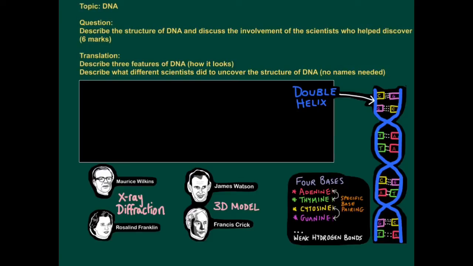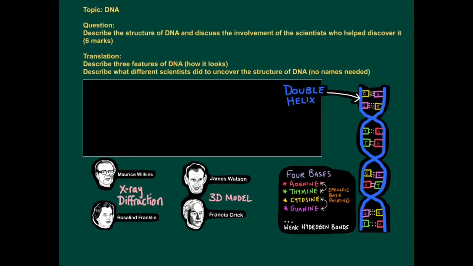This is an exam applications tutorial for the topic of DNA. The question for 6 marks is: describe the structure of DNA and discuss the involvement of the scientists who helped discover it. So there are clearly 2 sections to this question, and if you only addressed one of the sections, for example, if you only described the structure, you couldn't get past 3 marks. Similarly, if you only talked about the roles of the scientists, you could only get 3 marks.